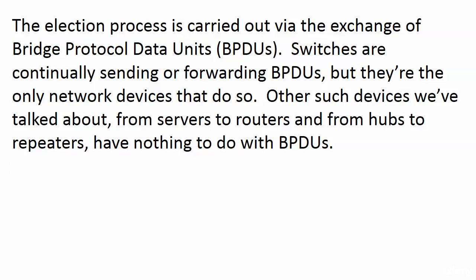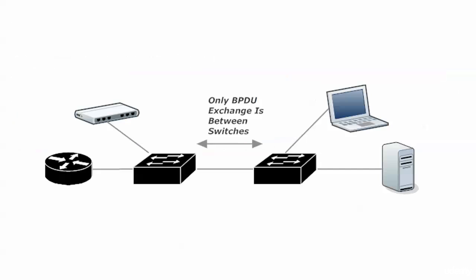Now, switches are continually sending BPDUs, or forwarding BPDUs, or originating BPDUs in some cases, but they are the only network devices that do so. Servers, routers, hubs, repeaters, they have absolutely nothing to do with BPDUs. This is a bridge protocol data unit. It's only going out between our switches.